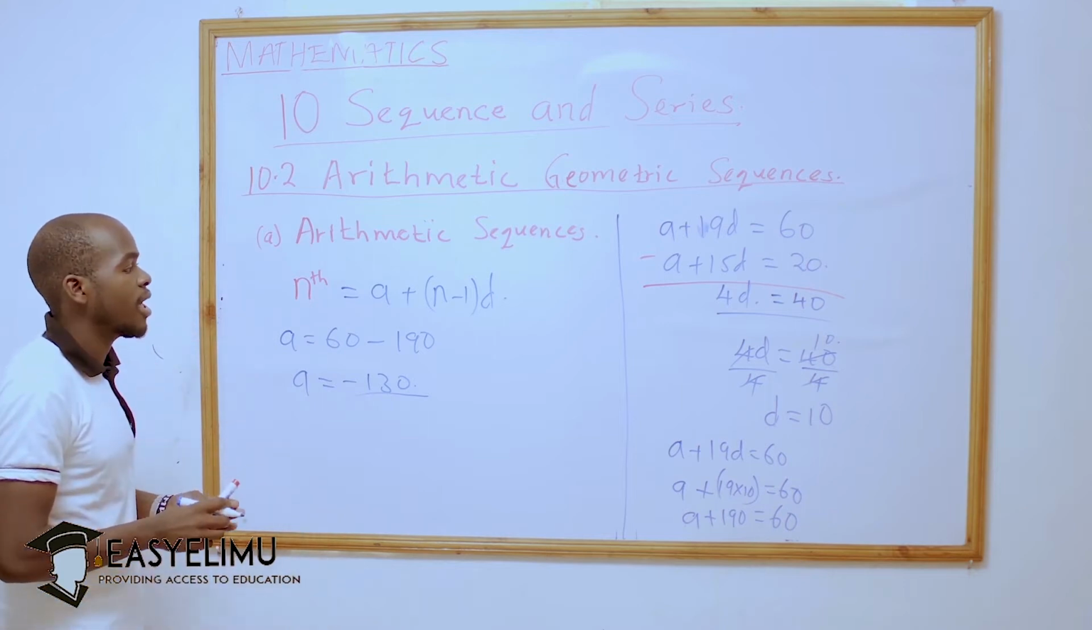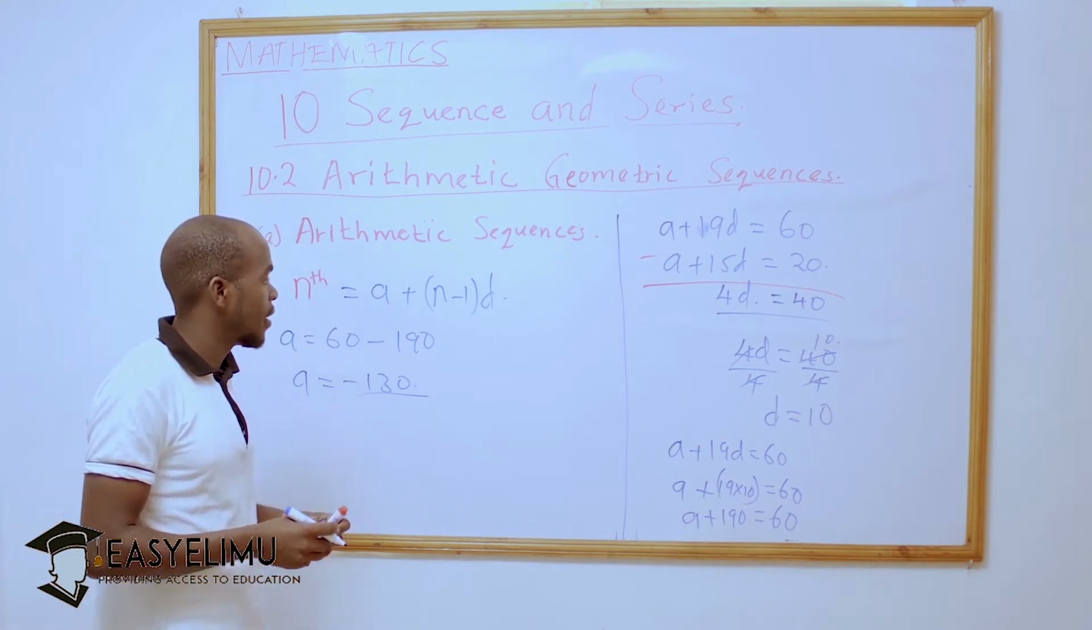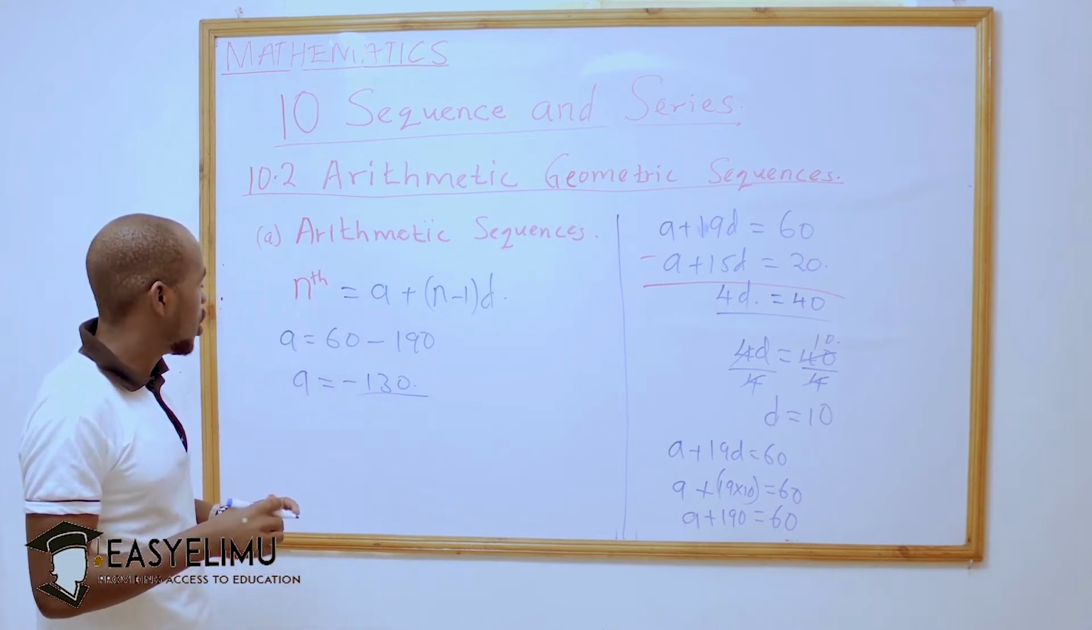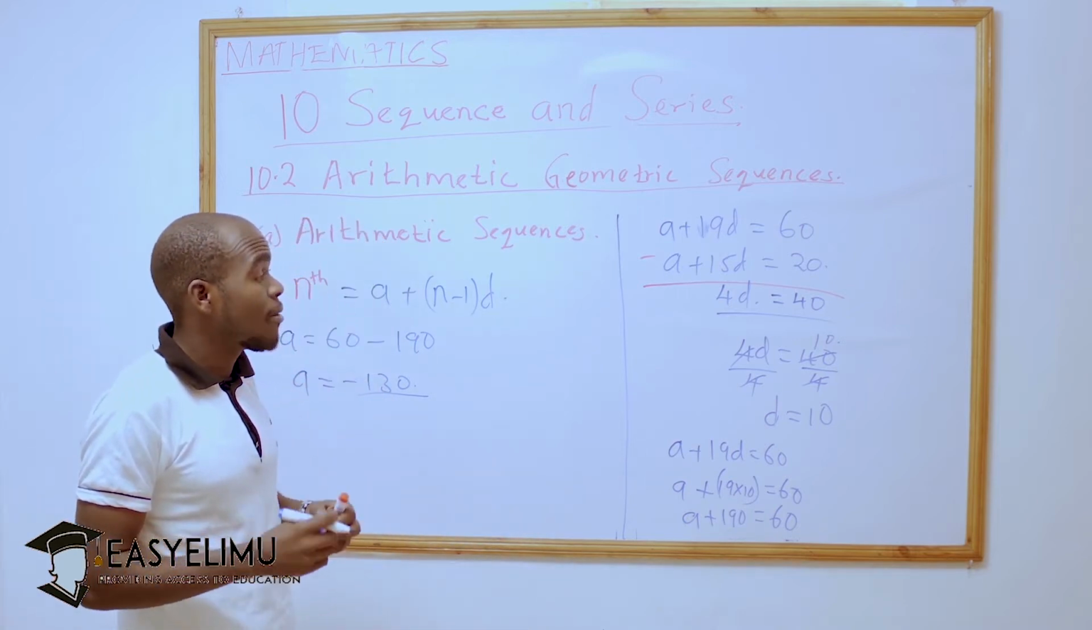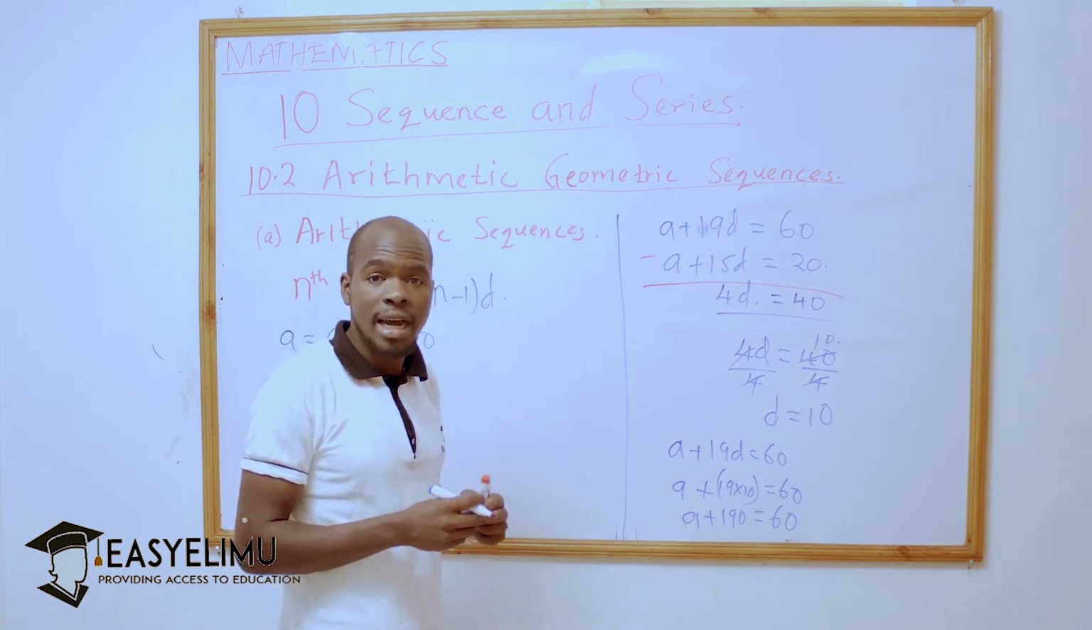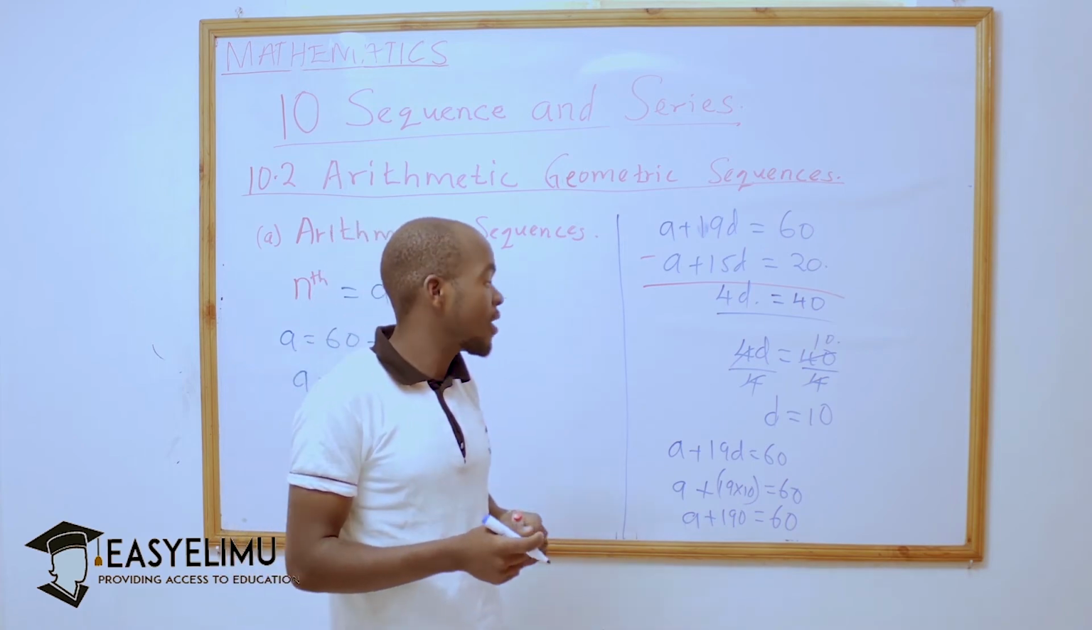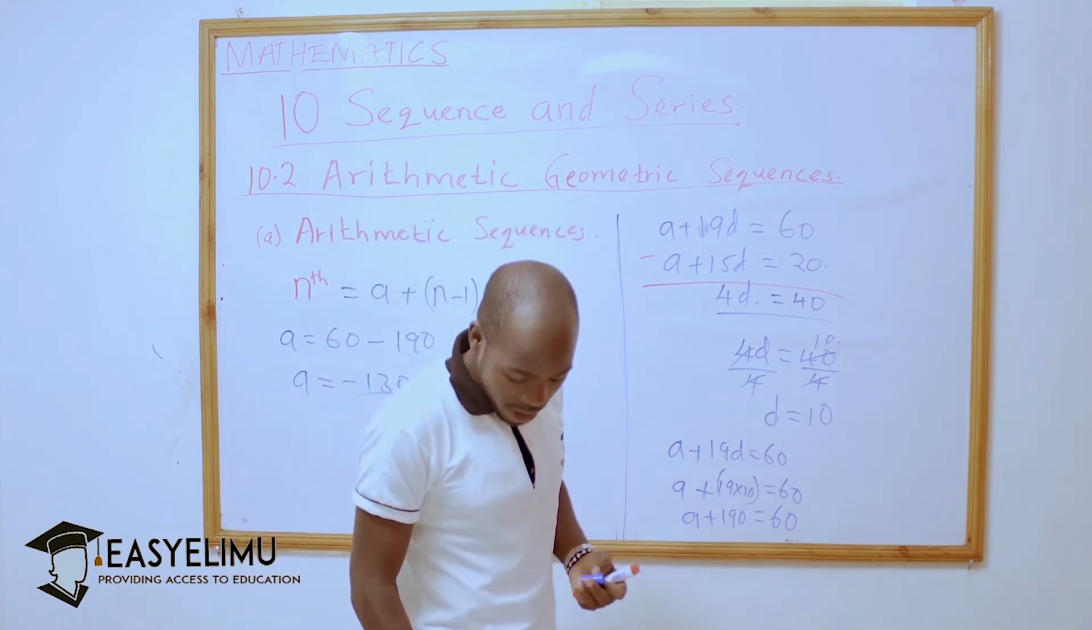So we find that the first term is equal to negative 130, the 20th term is 60 and the 16th term is 20, with the common difference being 10, and that we can find another one.